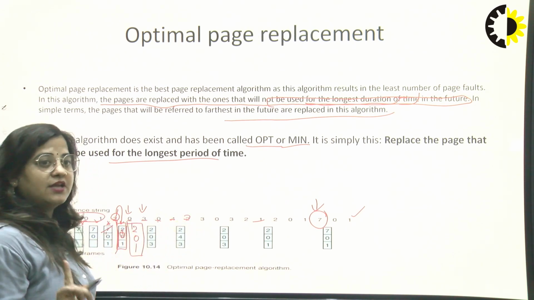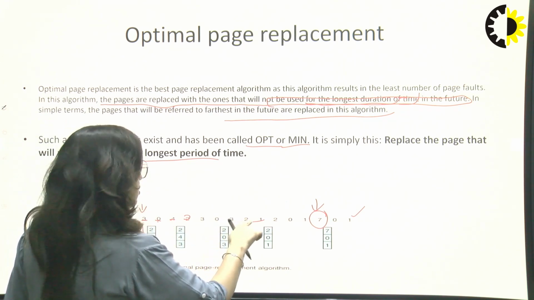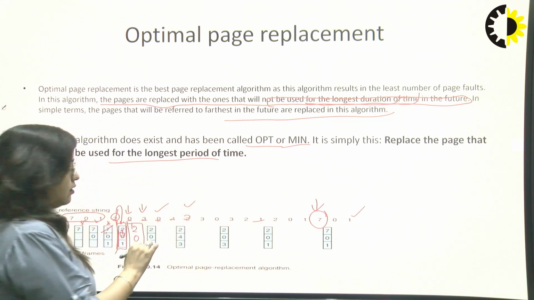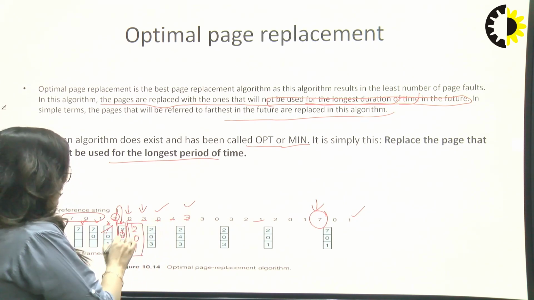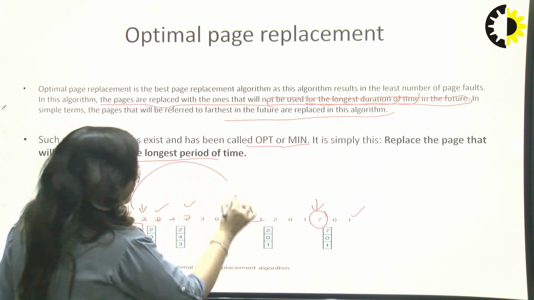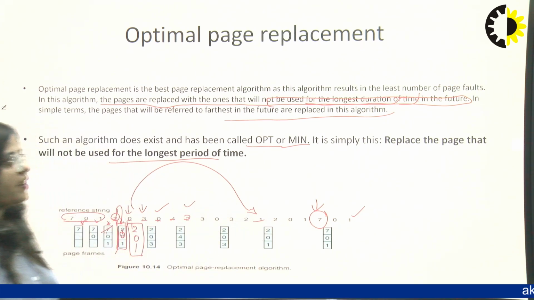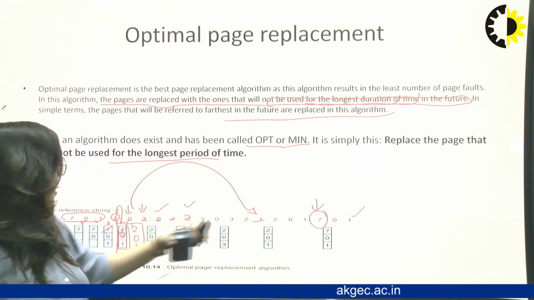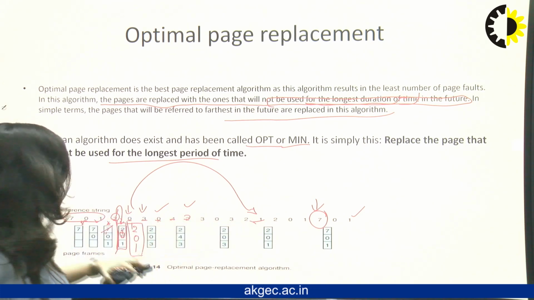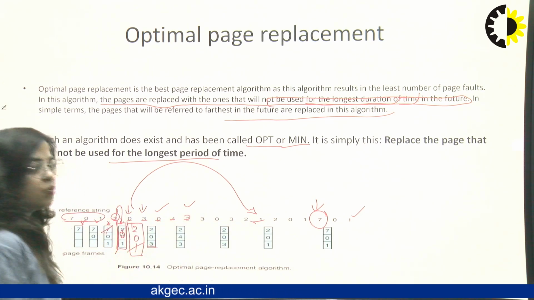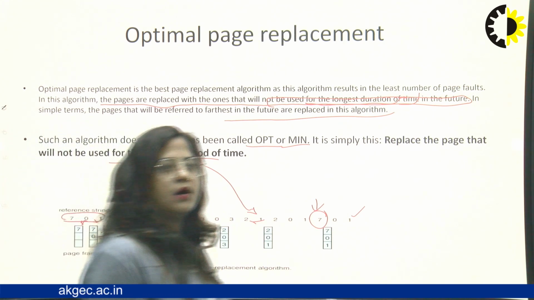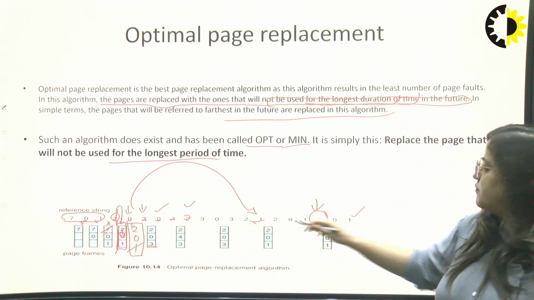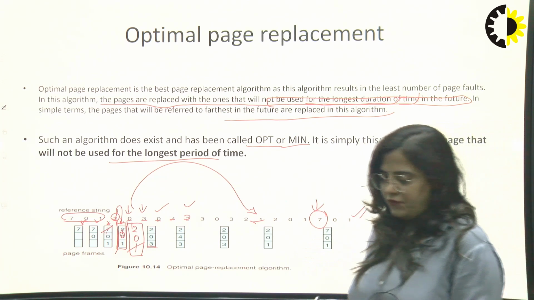So 3 is not replaced by 2. Again, 2 and 0 are also here, but 0 and 2 are used recently and in the future, whereas 1 has the longest duration in the future. So now 3 is replaced by 1. In this way, by the definition of this algorithm, we completely fill all the strings in these frames.